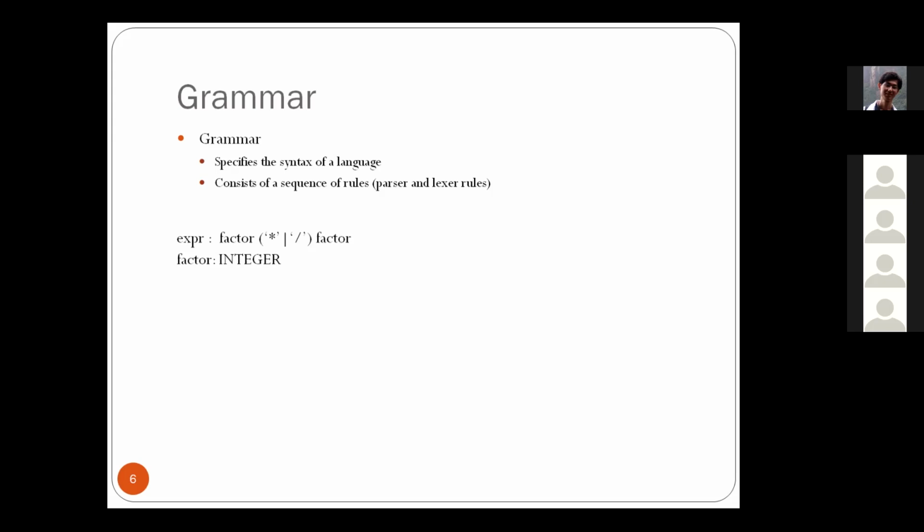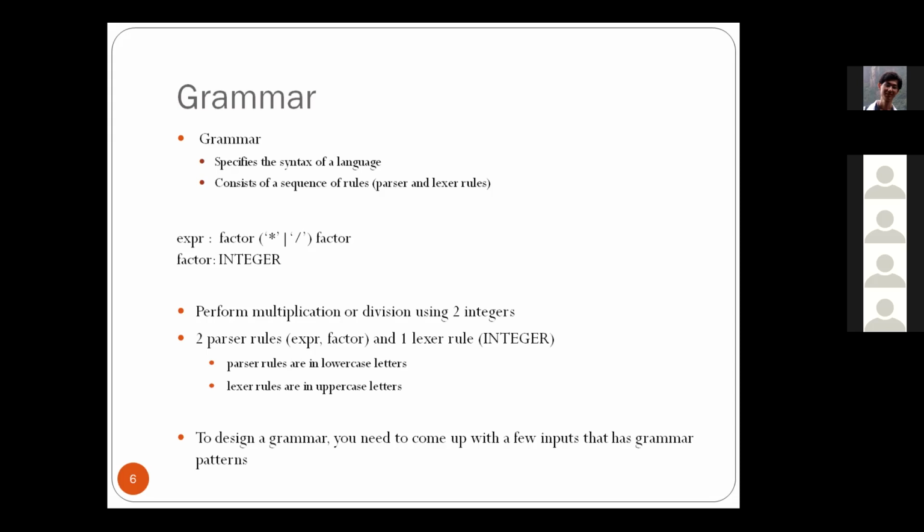This is an example of a grammar rule. When you look at a grammar rule, the first thing you have to ask yourself is, what do you want your grammar rule to do? For example, this grammar rule is supposed to perform multiplication or division using just two integers. From here, you can see that there are two parser rules, the expression and the factor, and one lexer rule, the integer, also known as a token. Parser rules are usually in lowercase, lexer rules are in uppercase.